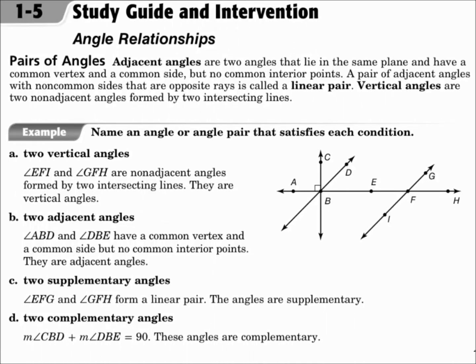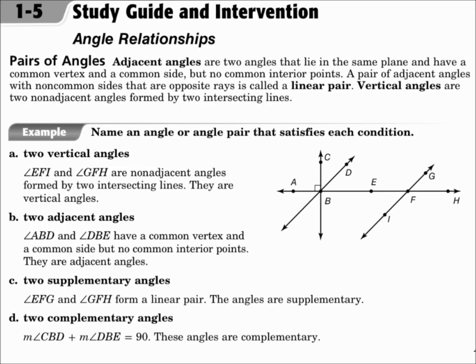This is lesson 1.5, Angle Relationships. The objectives are to identify and use special angle pairs and to identify perpendicular lines. Adjacent angles are two angles that lie in the same plane and have a common vertex and a common side but no common interior points.